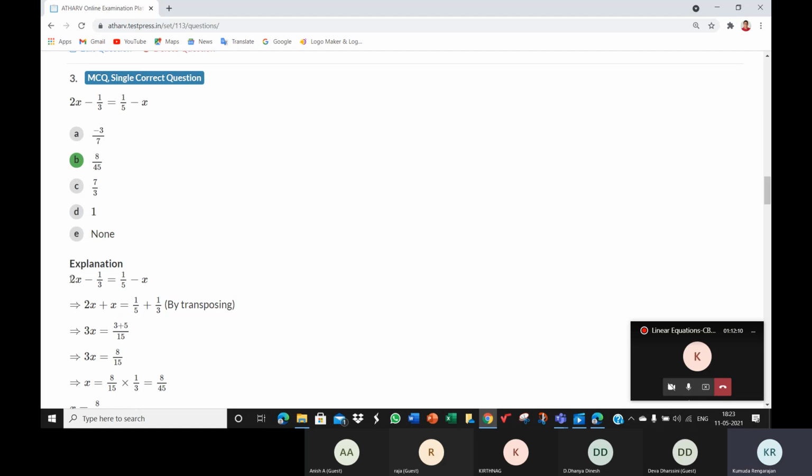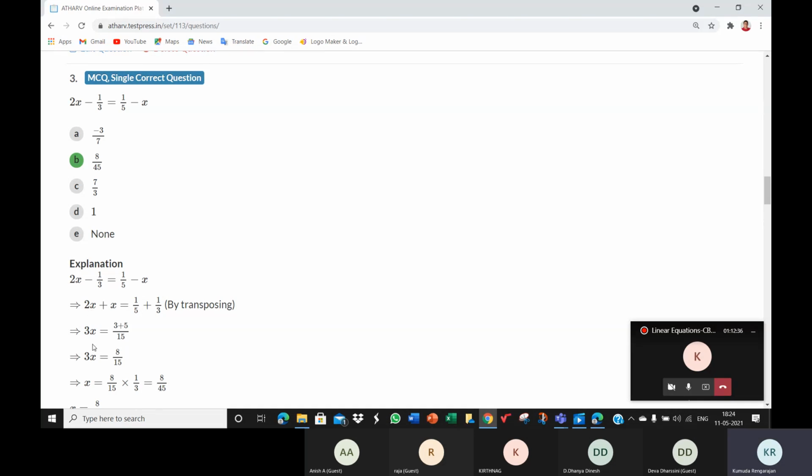2x also. 2x is already in the left hand side. You're not taking it to the other side. So 2x is 2x. Only the term which travels to the other side will change the sign. So minus x jumps to the other side as plus x. And minus 1 by 3 jumps to the other side as plus 1 by 3. If the terms are in their own places, they remain as they are.